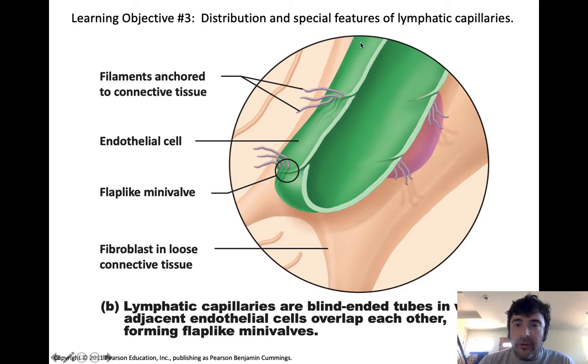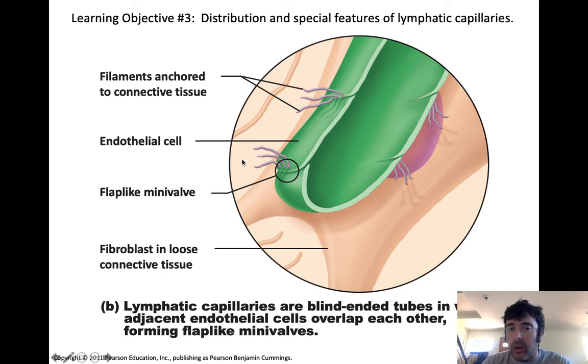So when you think about the first step in the flow of lymphatic fluid, you have your interstitial space out here. Blood capillaries are around somewhere, and when you look at these lymphatic capillaries, you see these endothelial cells. And these endothelial cells overlap one another to form these flaps. We call them flap-like mini-valves. If the pressure in the interstitial space exceeds the pressure inside the lymphatic capillary, the flap-like mini-valve will open and fluid will flow from the interstitial space into the lymphatic capillary.